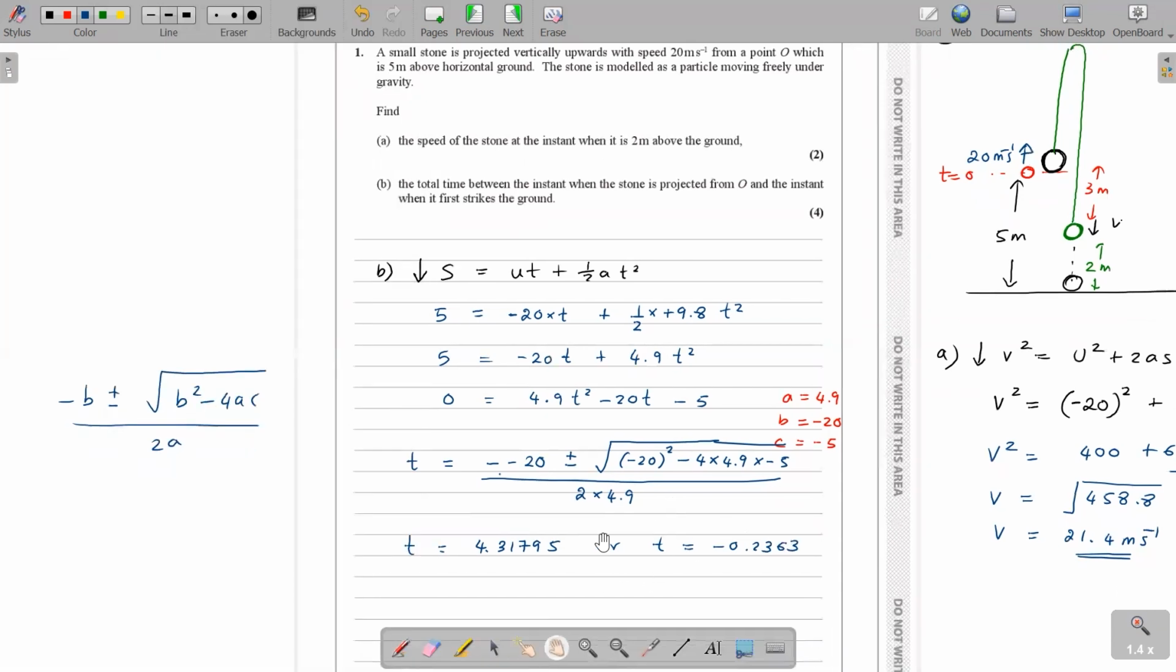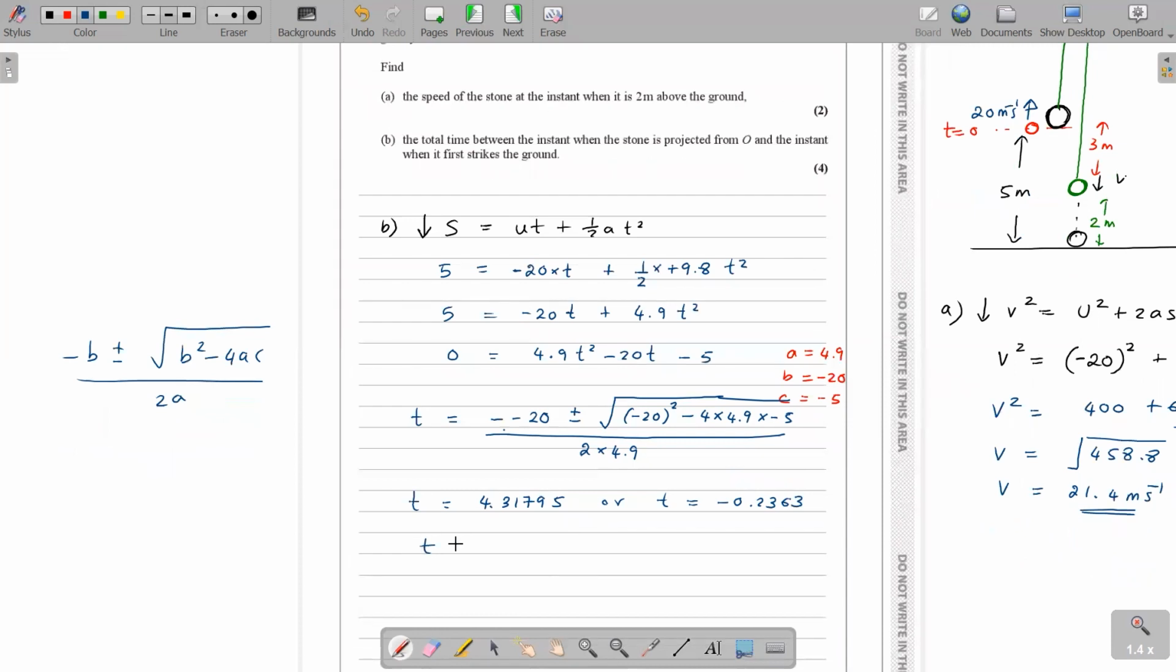Okay, so then the correct answer, we'll give it to 3 SF. The correct answer is t equals 4.32 seconds. Okay, so you can see here, I typed this in the calculator, but I wrote the method here. So you could type this in the calculator as well and get the answer, no issues. But make sure you show your methods.